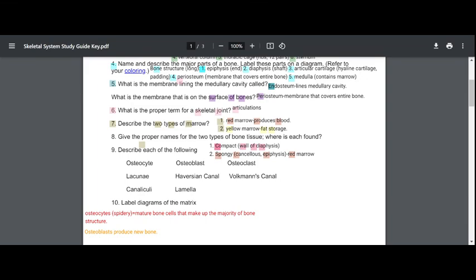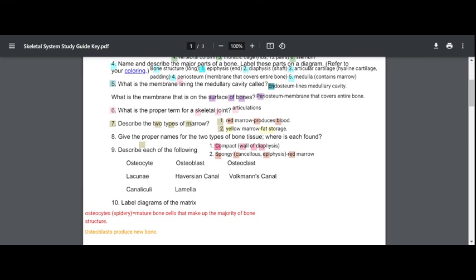And then for 6, what is the proper term for a skeletal joint? That is articulations. 7, describe the 2 types of marrow. So remember, number 1, we have red marrow, which produces blood. And then 2, we have yellow marrow, that's used for fat storage.